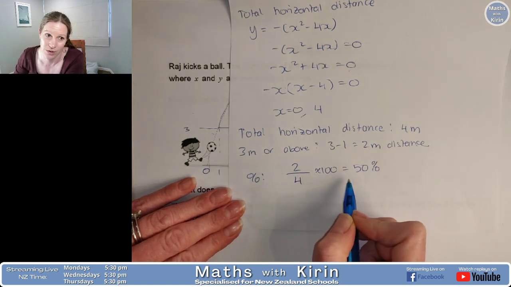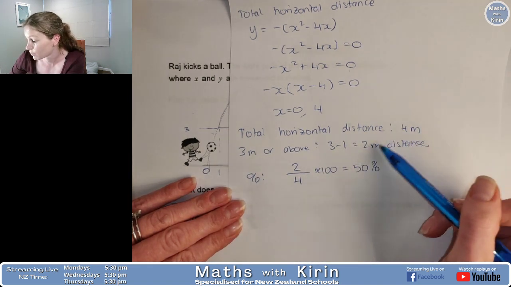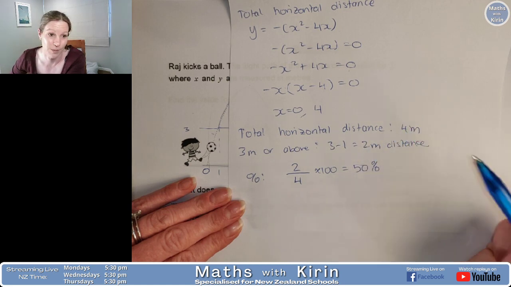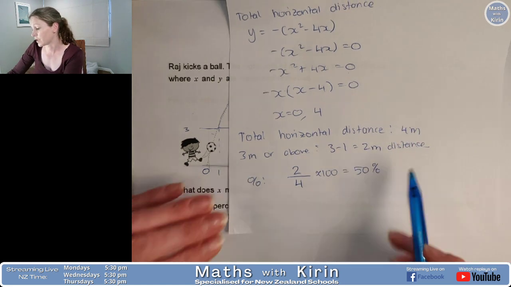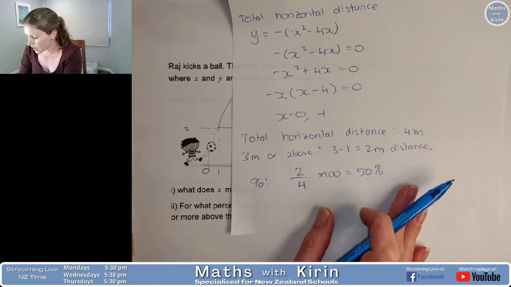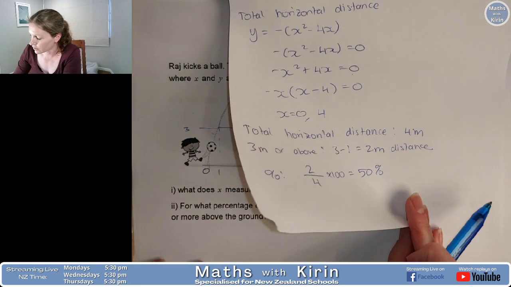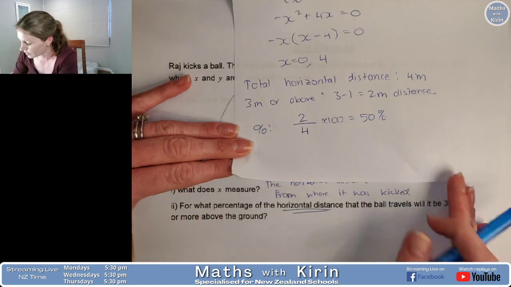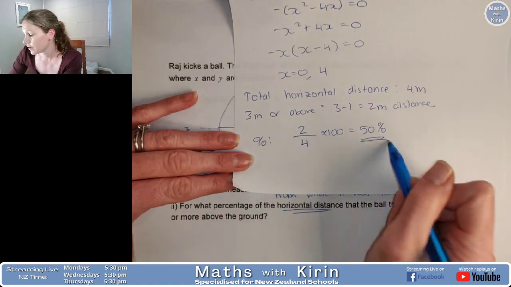You don't have to show that calculation. I'm thinking most of you will be able to see 2 out of 4 is going to be 50%. Okay, that's how you would get that. It wasn't quite so easy to see. So answering the question, for what percentage of the horizontal distance that the ball travels will it be 3 meters or more above the ground? 50%.